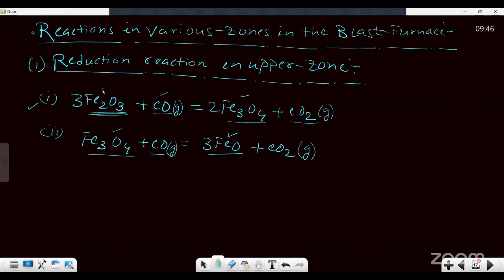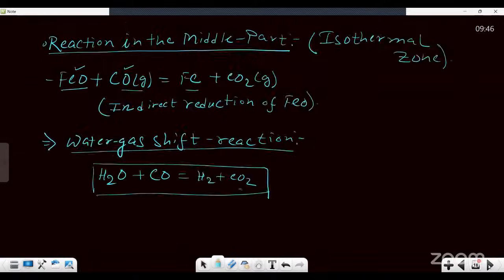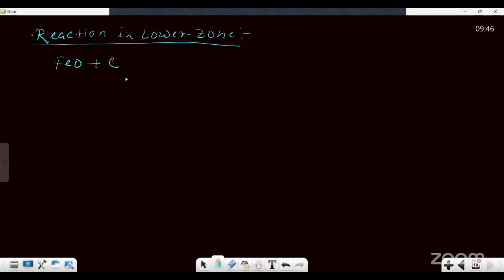Already Fe2O3 has got reduced to Fe3O4. Okay, Fe3O4 has got reduced to FeO. अब क्या बचा है? अब रिड्यूस होने के लिए बस FeO ही बचा है. So lower zone में क्या होगा? Lower zone में mainly FeO will get reduced.